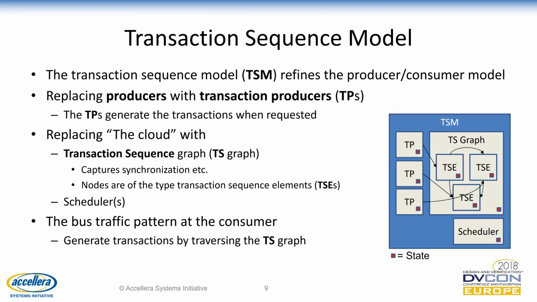The cloud is then replaced with a transaction sequence graph, which captures the synchronization and scheduling in between the different transaction producers. The graph is comprised of a set of nodes, where each node is known as a transaction sequence element, and then also some schedulers that allow you to schedule over time, for instance, load balancing and stuff like that. Like if you want to hit a certain bandwidth over time for a producer.